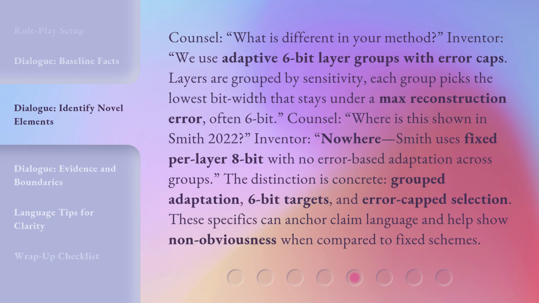Counsel. Where is this shown in Smith 2022? Inventor. Nowhere. Smith uses fixed per layer 8-bit with no error-based adaptation across groups. The distinction is concrete. Grouped adaptation, 6-bit targets, and error-capped selection. These specifics can anchor claim language and help show non-obviousness when compared to fixed schemes.